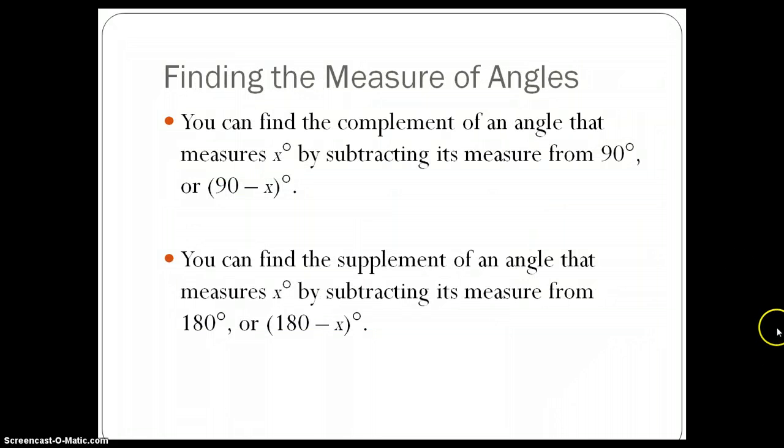You can find the complement of an angle that measures x degrees by subtracting its measure from 90. So anytime that you're looking for a complement, you will use 90 minus x degrees, whatever measurement you're given for the angle that you want to find its complement. You can find the supplement of an angle that measures x degrees by subtracting its measure from 180. So any problem that asks for the supplement, you're going to use 180. Complement, 90, supplement, 180.